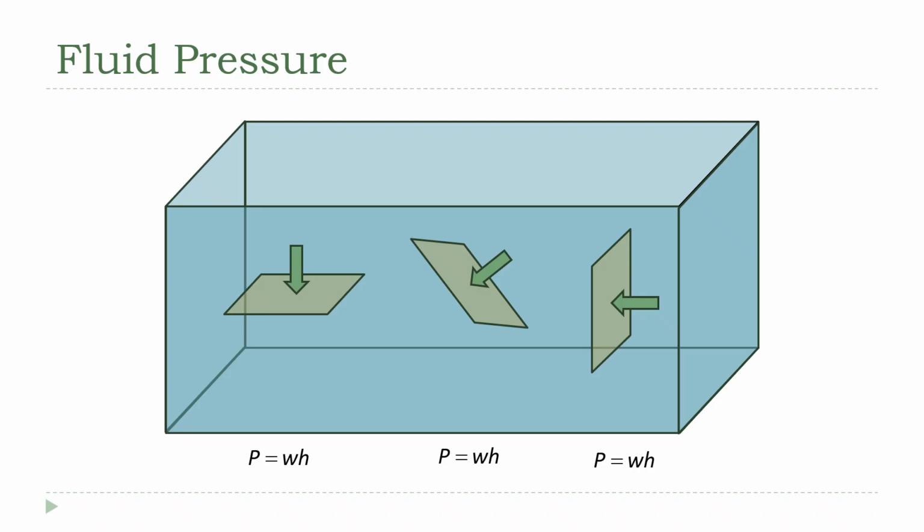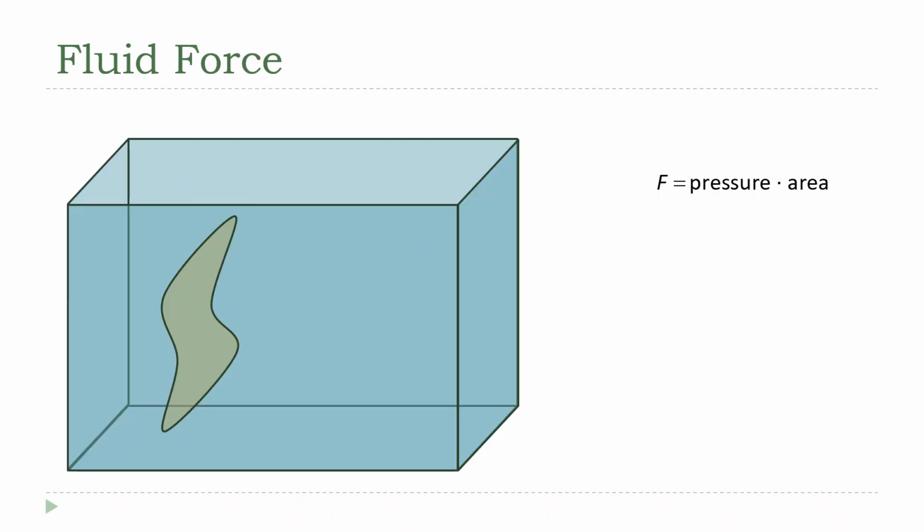So what we'd like to be able to do is take this principle and calculate the total force being exerted on one of these objects. To do that, we're going to need one more formula. Force is equal to pressure times area. For example, pressure is pounds per square inch times area, say square inches. That leaves us with pounds, exactly what we would expect to happen.